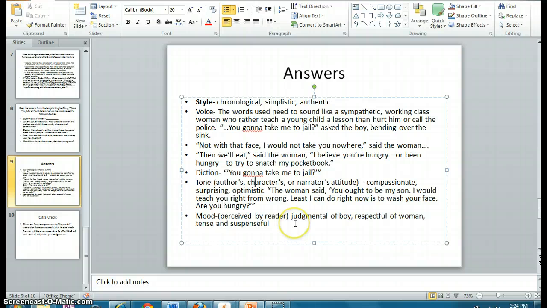The mood, our mood is different. We're probably judgmental of this boy. We respect this woman because she's helping him out. So we're respectful of a woman who's going to make a bad situation better, and we're judgmental of a boy. You're going to mug an old lady. And there are some tense and suspenseful moments because, again, this woman is being mugged and she takes this kid back to her house. We're going to be practicing that with our literature throughout the week.